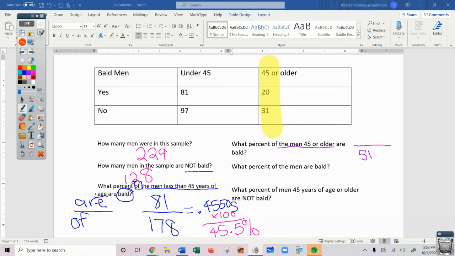After the word "are" is what I'm going to put on top. So after the word "are" is yes, they're bald. So now I want my yes, bald column, row, I guess, which my overlapping area is now 20. And so that's the number I'm going to put on top. So again, in my calculator, I'm going to do 20 divided by 51. I get 0.3921, and so on. But again, I want that as a percent. So this gives me 39.2%.